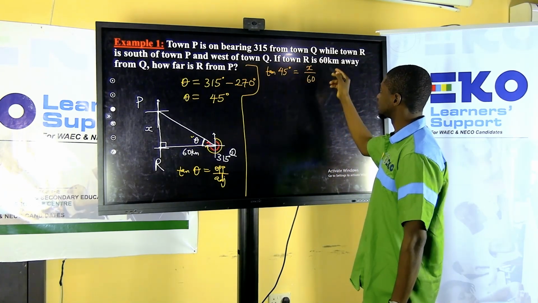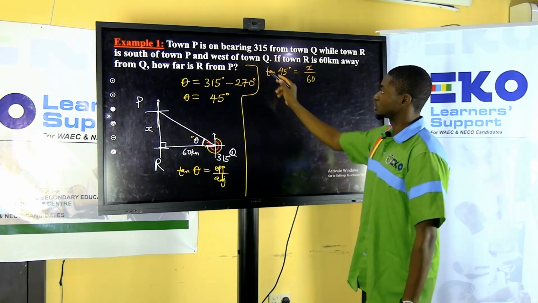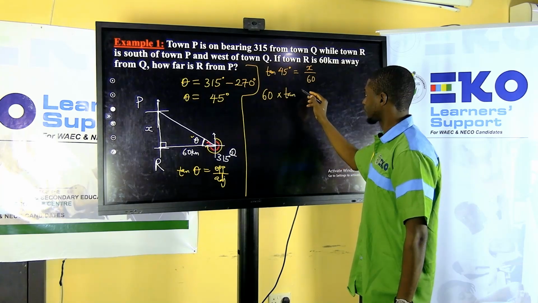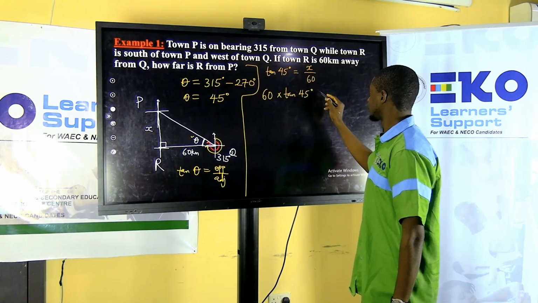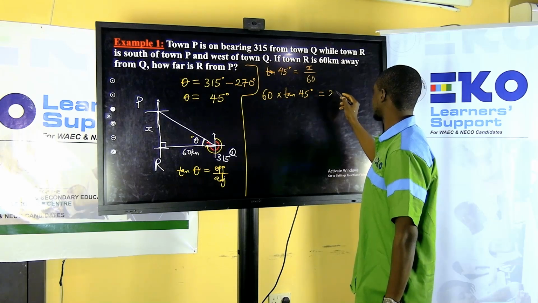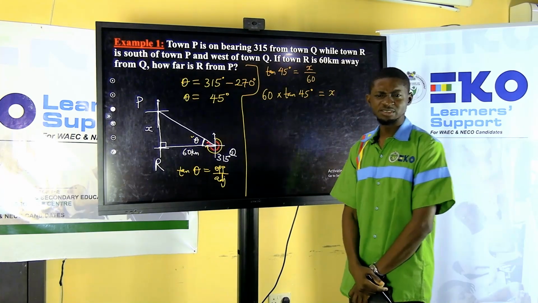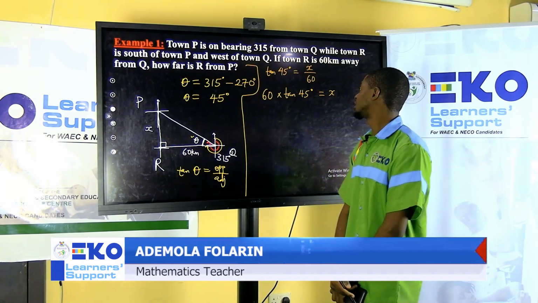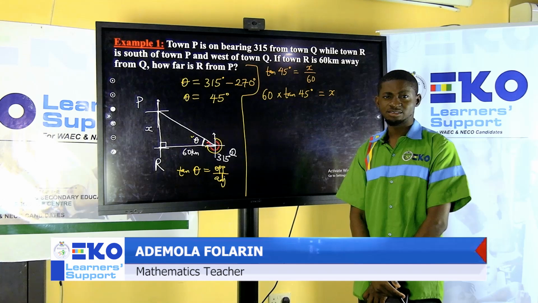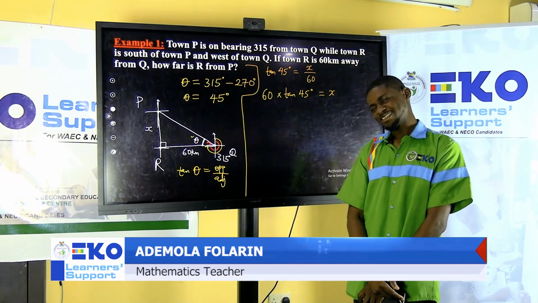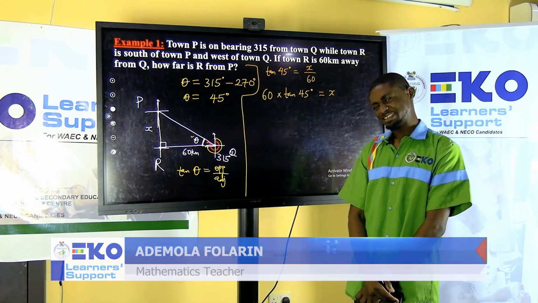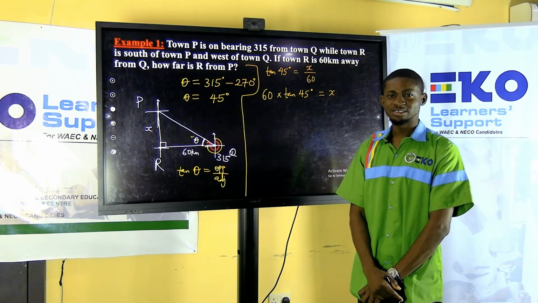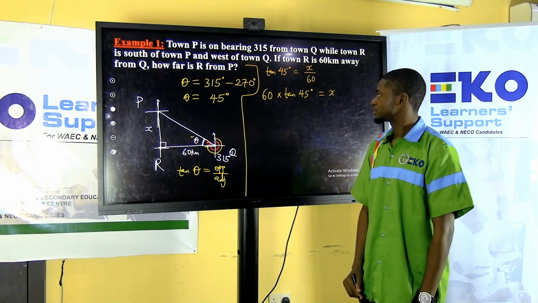When you multiply both sides by 60, the 60 will cancel out so that you can bring the 60 here. That means 60 multiplied by tan 45 degrees equals x. This tan 45 degrees is a special angle, right? Do we still remember? If you still remember, what do you think it is? 1. It's a constant value that we should know. So let's confirm that.